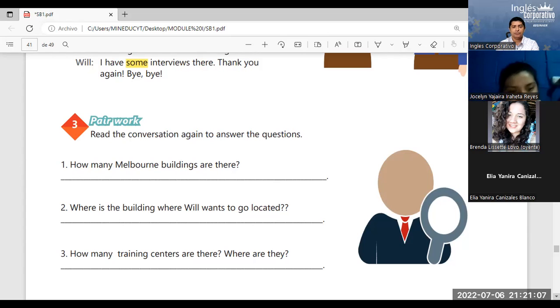Number 2 says, where is the building where Will wants to locate? And then number 3 says, how many training centers are there? Where are they? Ojo con la número 2. Where is the building where Will wants to locate? Ese Will se refiere al nombre del personaje que está en la conversación. No vayan a pensar que se refiere a futuro, no. ¿Dónde está el edificio que Will quiere localizar?